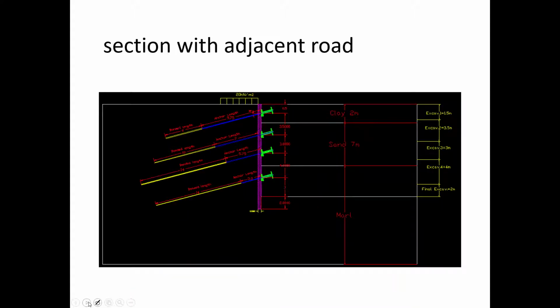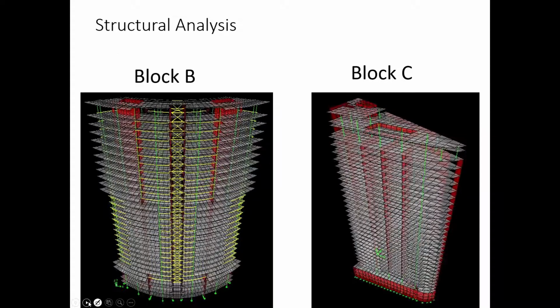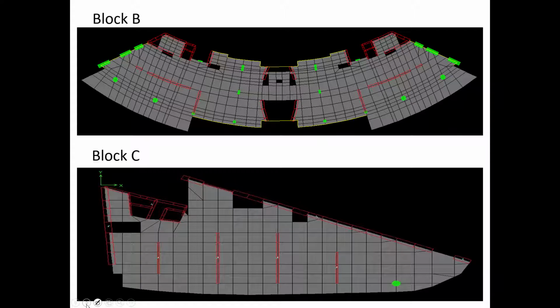Now the section with the adjacent road. We have block B and block C. Now these models were used in ETABS, an older version than the latest one. So we are going to use the latest version of ETABS in order to model these two models, block B and block C also. These are the plans for block B and block C.